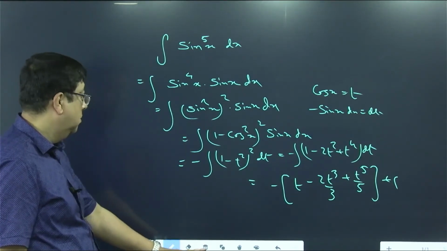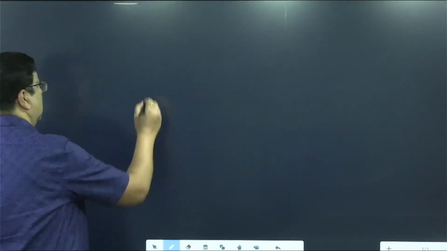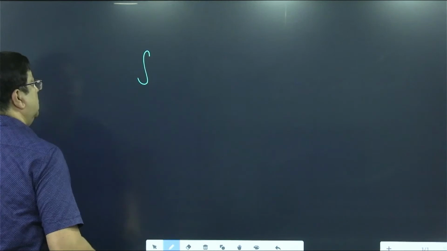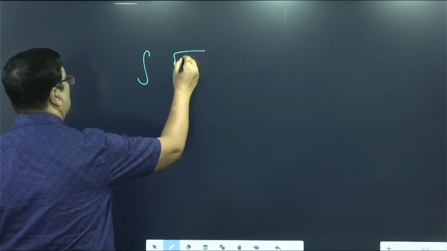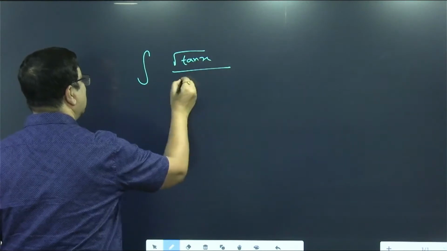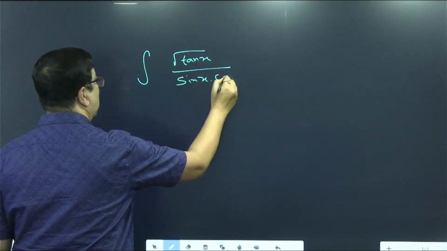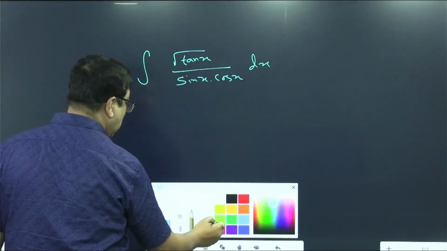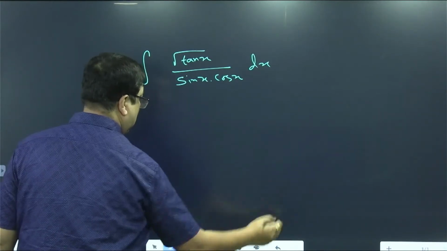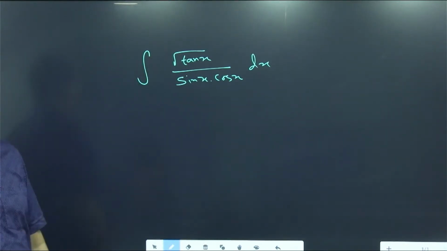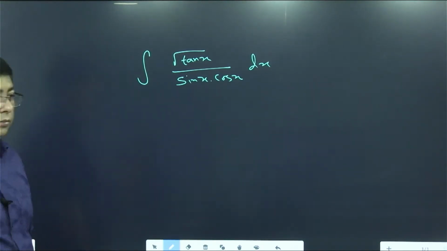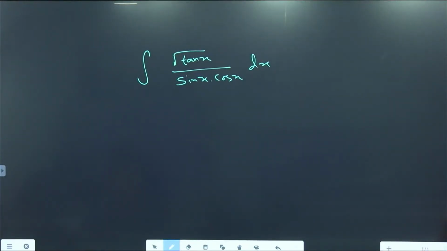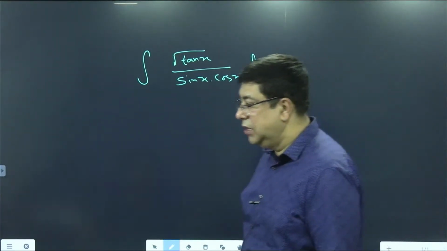Next sum. Integration of root tan x by sin x cos x. Always, whatever you are thinking to take as t, its derivative should be present in the sum.